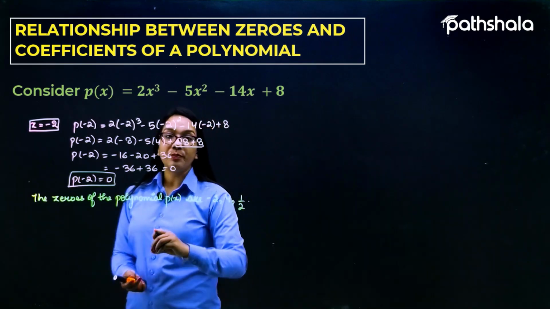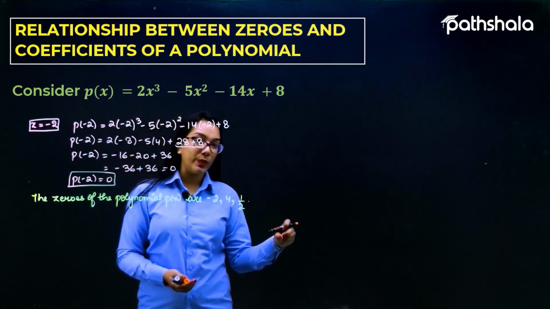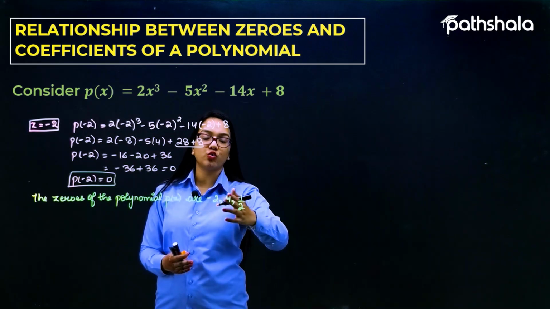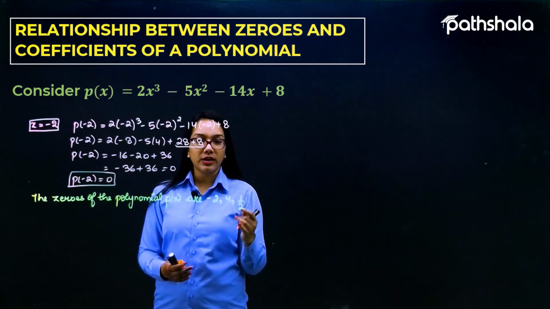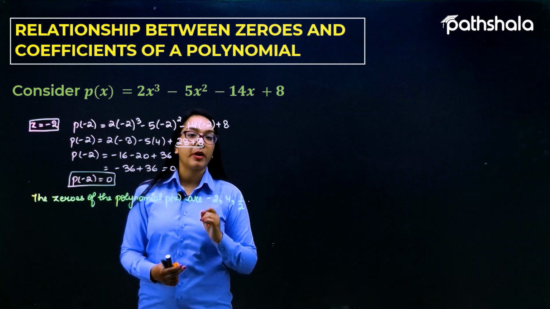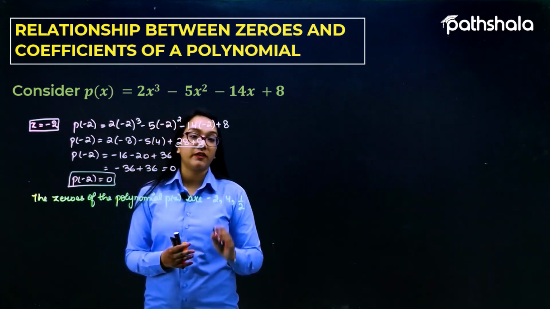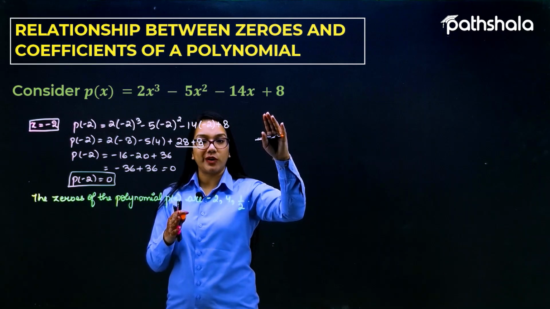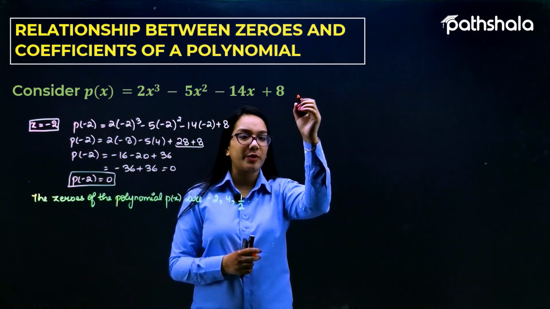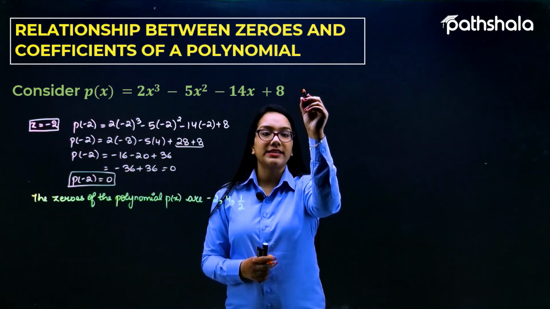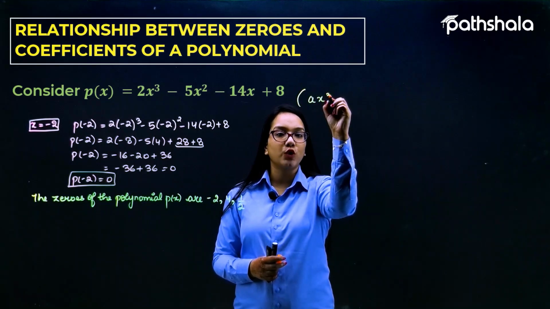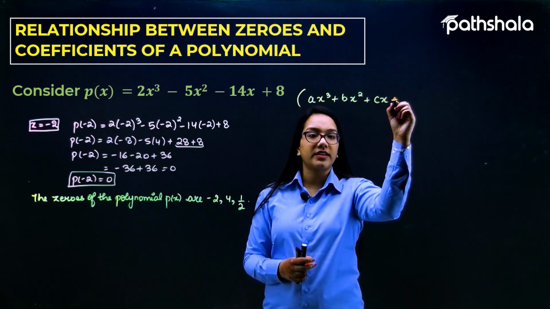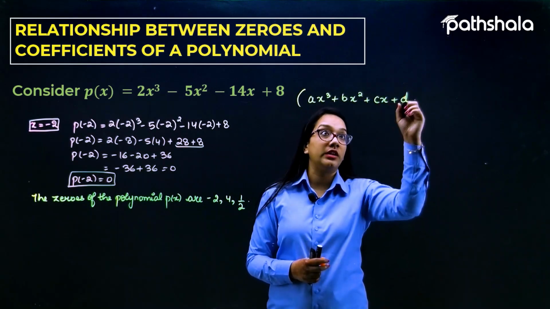So we have to find the relationship between the zeros and the coefficients. The three zeros are minus 2, 4 and half. Now let's check their relationship with the coefficients that are given to us in this particular cubic polynomial. Let us suppose I am expressing this cubic polynomial as ax cube plus bx square plus cx plus d.